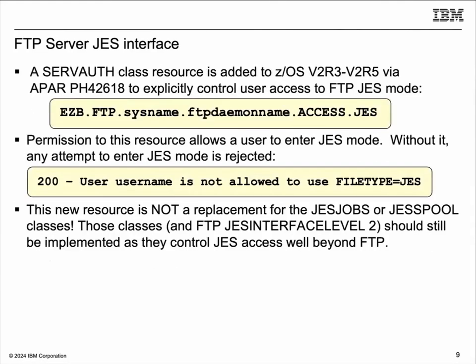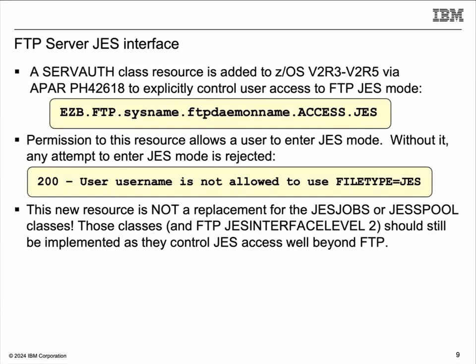So what did we do? Well, we created a SERVAUTH class resource that you see the name of there, EZB.FTP.sysname.daemonname.access.JES. This allows you to explicitly control access to JES mode. If a user has permission to that resource, they can go into JES mode. If they don't, entry to JES mode is rejected. So fairly simple to set up and use.